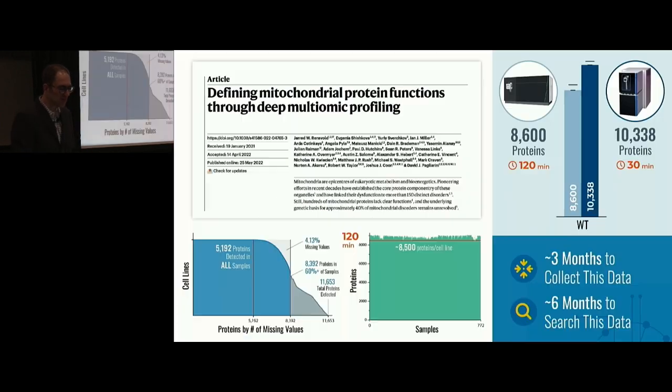So if I compare to that earlier work from a few years ago where we did DDA, it took us 120 minutes to get 8,600 proteins. Now we can get quite a bit more in a quarter of the time. So it's really remarkable what we can think about.